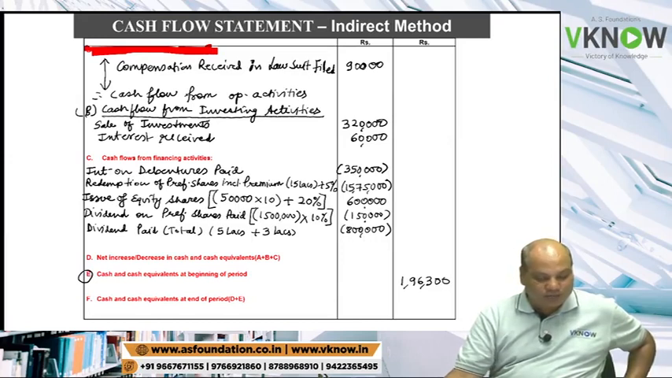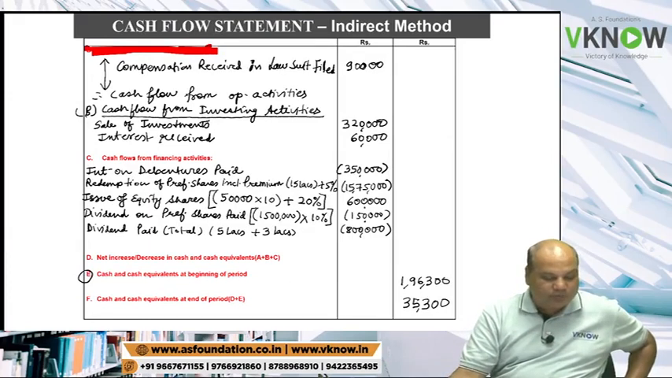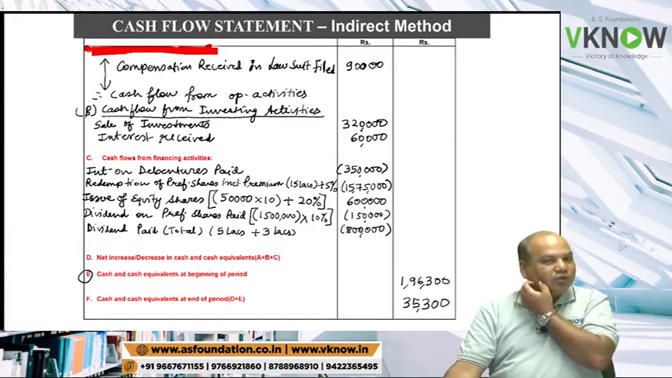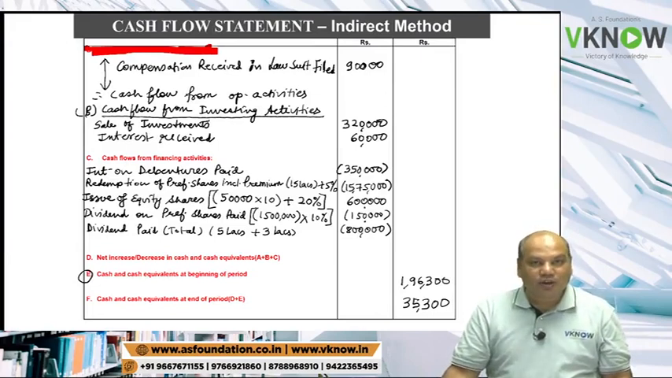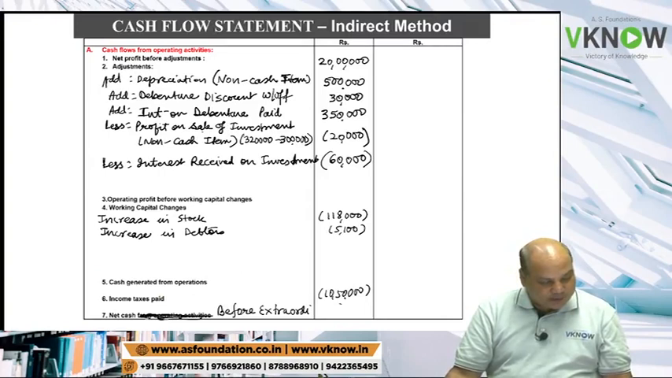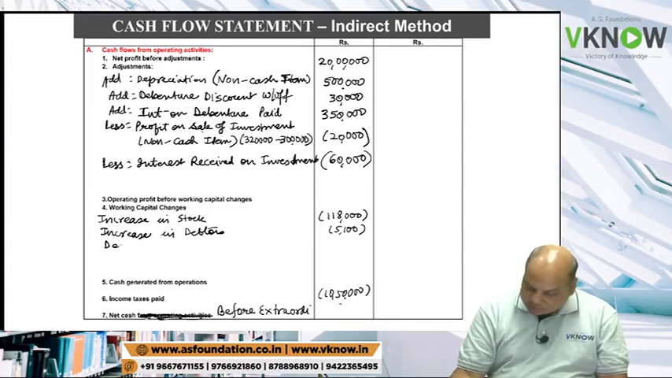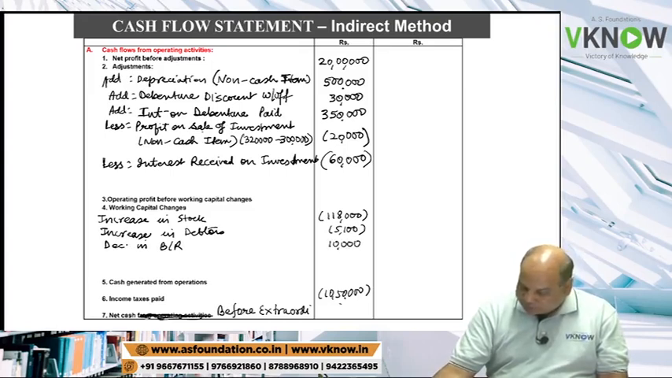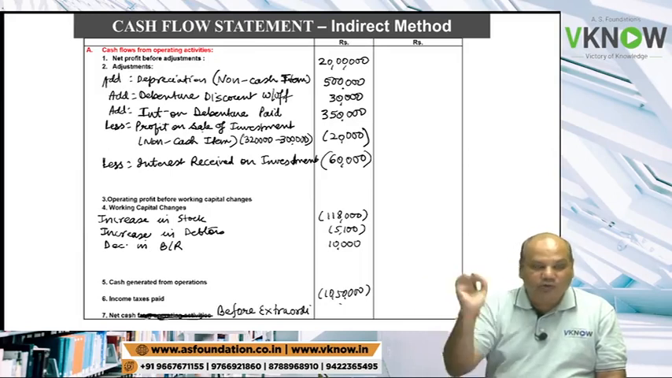Last line, last column, 35,300. Okay. Back to working capital changes. Bills receivable. What happened? Decrease. So write down decrease in bills receivable, 50,000 minus 40,000, 10,000. Decrease in current asset, increase in cash flow.